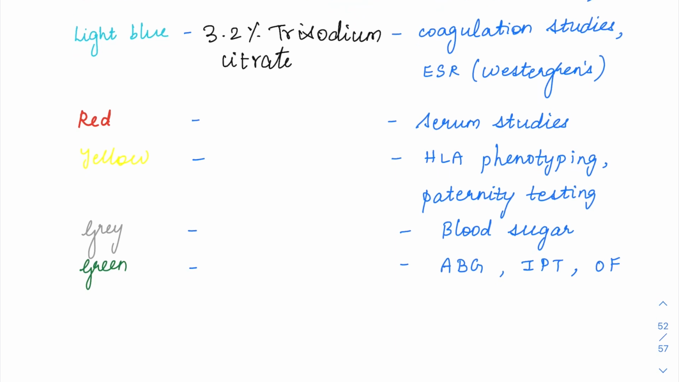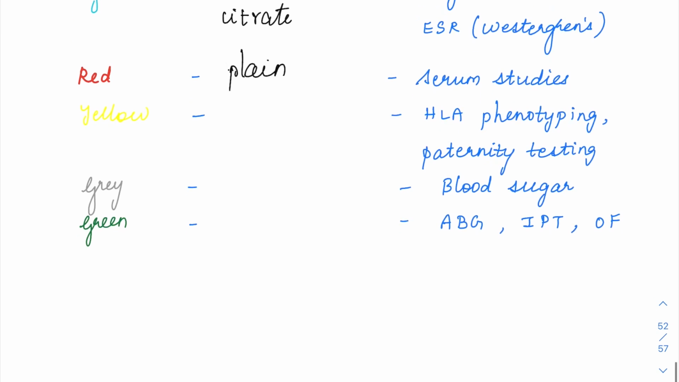So a red vial you must have seen. The red cap has nothing in it. It is a plain vial actually. No anticoagulant is going to be there. So for any serum study, serum electrolyte, serum calcium, you'll have to use the red vial. The yellow cap is going to have an SPS gel.